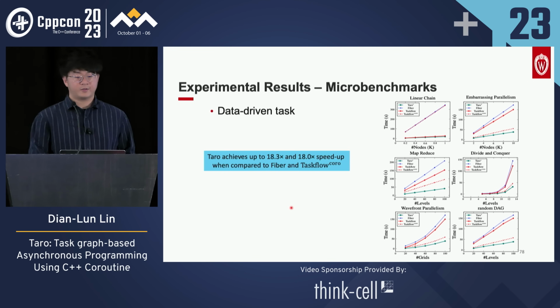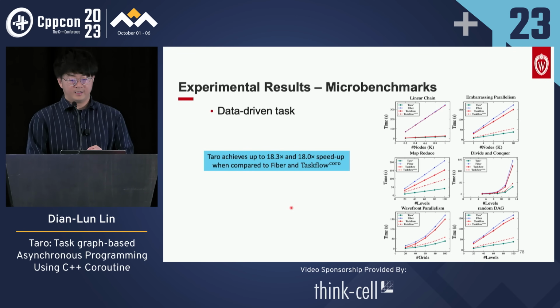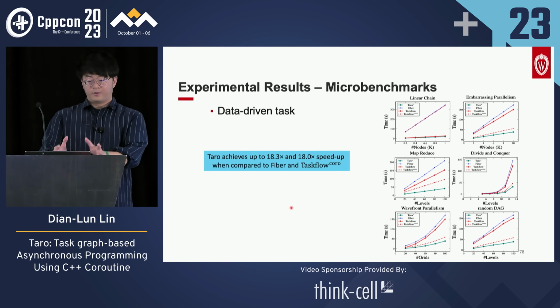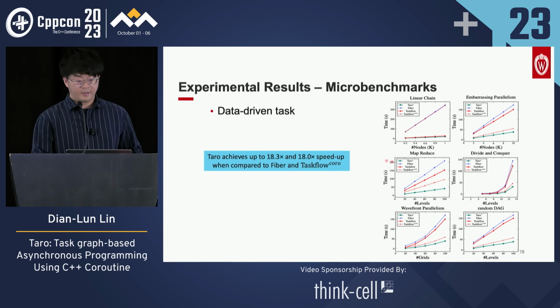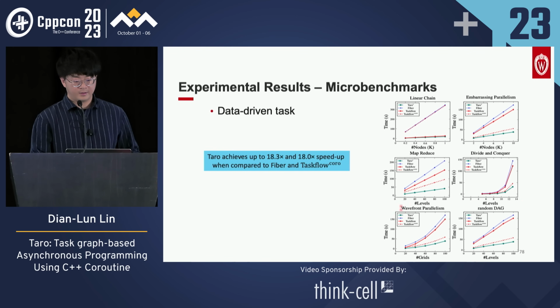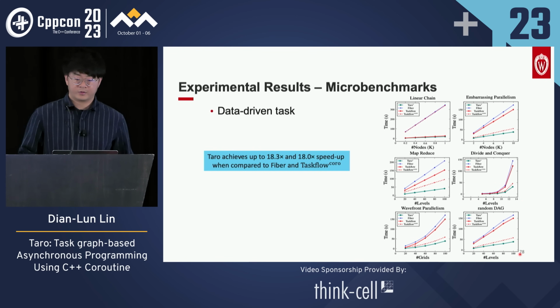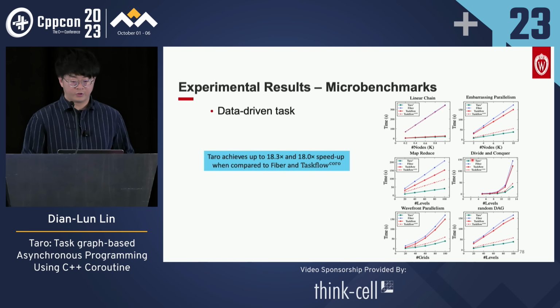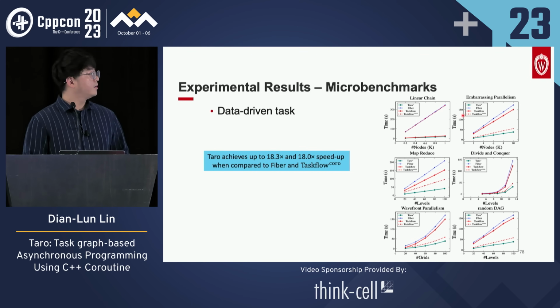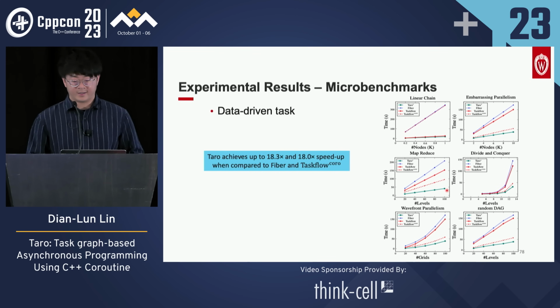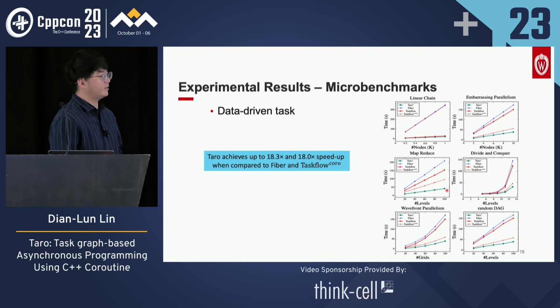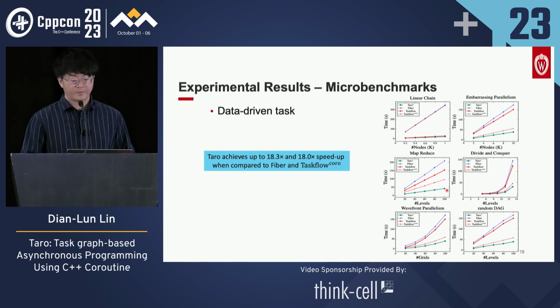All right, so here's the result. The figure on the right compares runtime growth over increasing task graph size among Taskflow, Coro, Fiber, and Taro on the data-driven task. The x-axis here shows graph size, and the y-axis shows runtime. The green line is Taro. Taro performs better than other schedulers in almost all scenarios, and you can see the gap continues to grow.